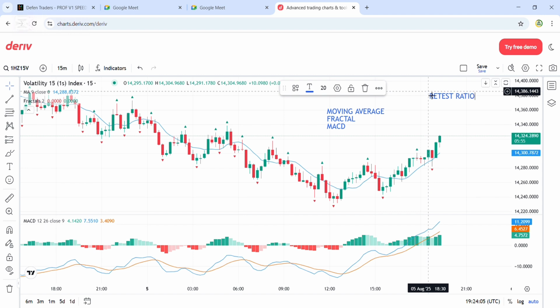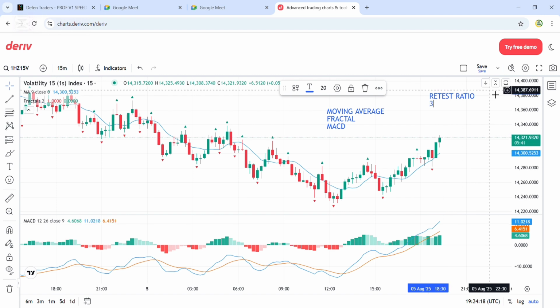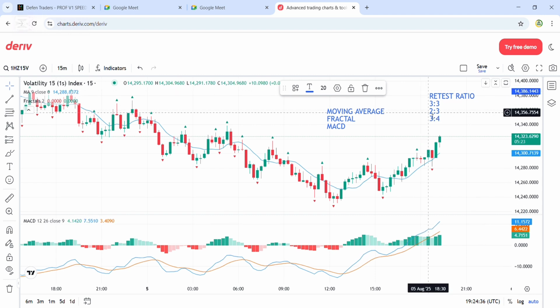These candles that are forming move up and down. You can observe here at this point, it's moving up and down. And we have what we call 3 is to 3 retests. We have 2 is to 3 retests. We have 3 is to 4 retests. What do I mean? I mean this. The movement down, down, down, up, up, up is what you call the retest.